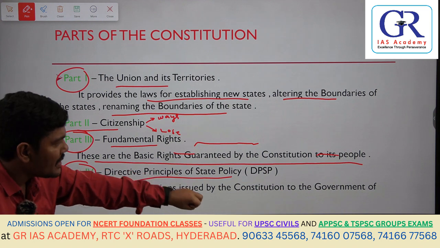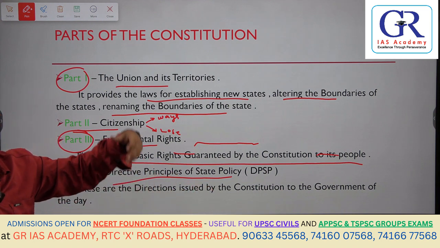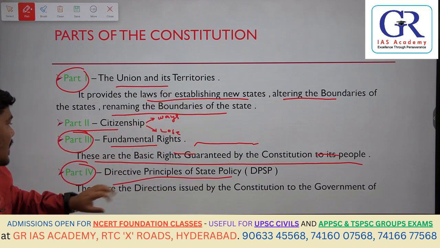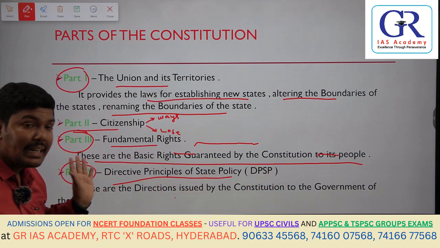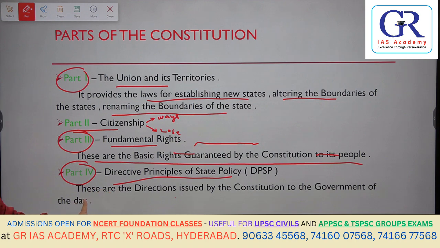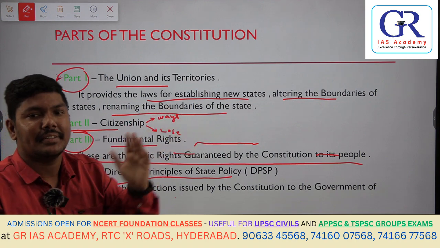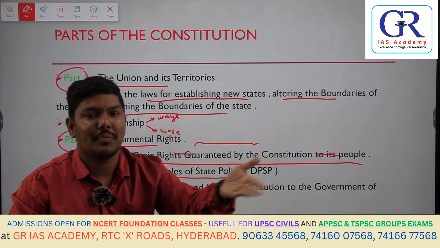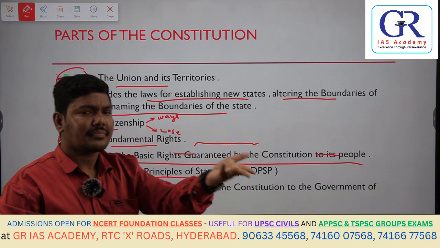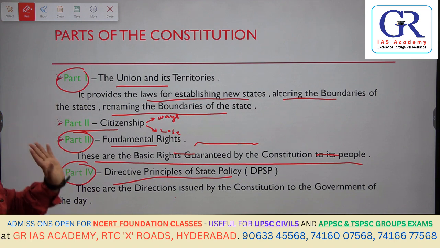There are many points associated with the directive principles, which we will slowly move on to. So these are the directions issued by the Constitution to the government of the day. Government of the day means whichever government is ruling. So right now the Congress government is considered the government of the day. Okay. So let's revise for a while.